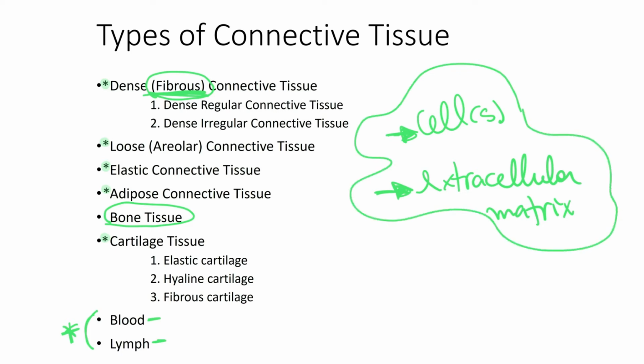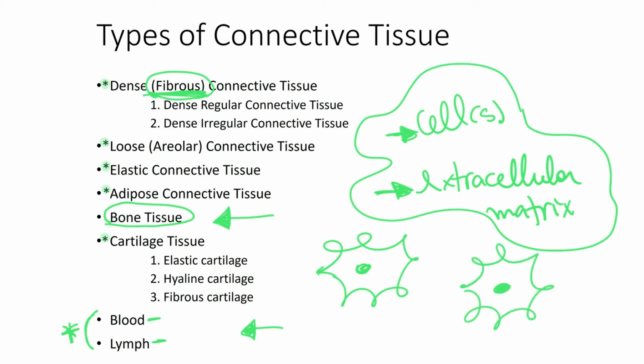And different connective tissues have different properties. As you can see here, we have liquid connective tissue, and we have a very firm connective tissue. So, depending on the cell or cells, and also the composition of the extracellular matrix, the connective tissue will have a different property.